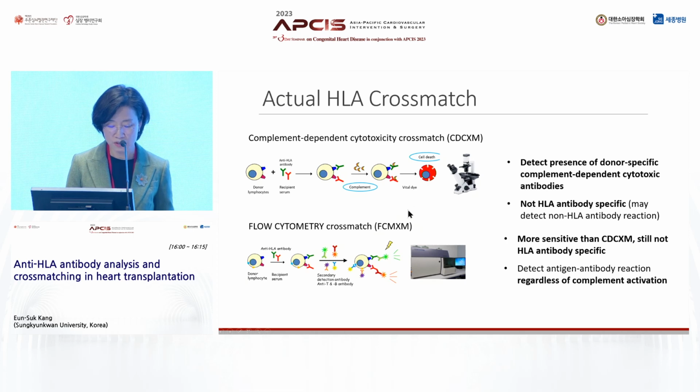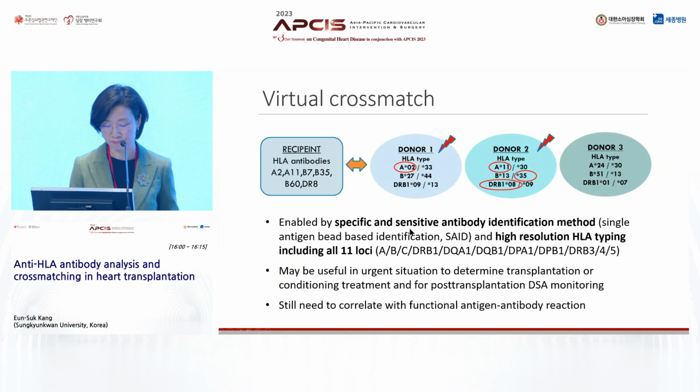These are 2 types of actual cross-matching tests which are currently used in most of the laboratories. One is the CDC cross-match, detecting the complement-dependent cytotoxic antibodies, and the other one is flow cytometry cross-match, which only detects binding, but actually it detects both complement-dependent and independent antibodies. Both demonstrate the direct interaction between donor and recipient, yet they do not provide information on HLA specificities.